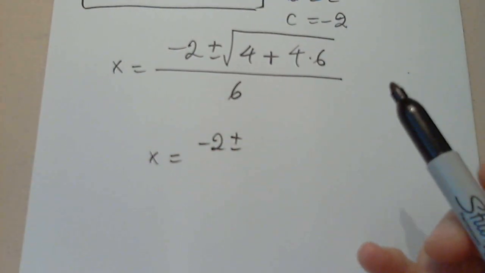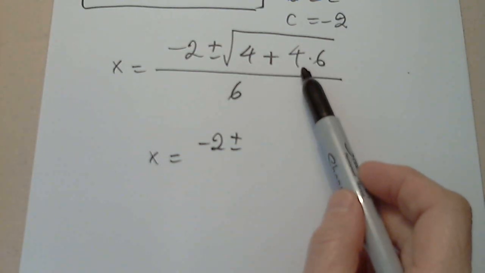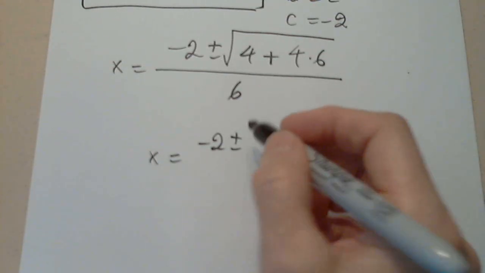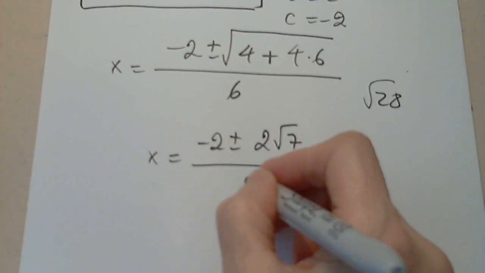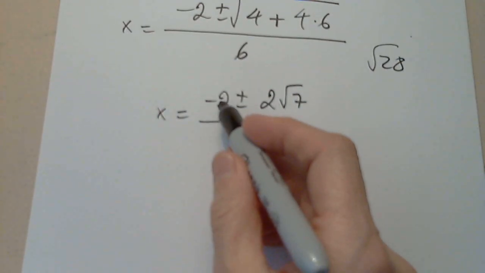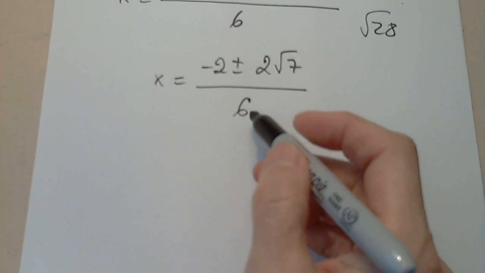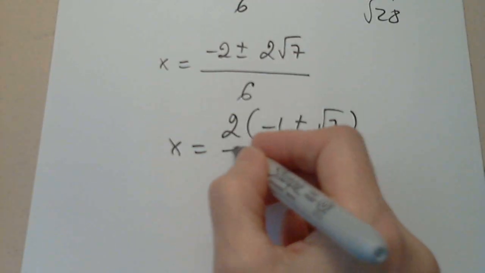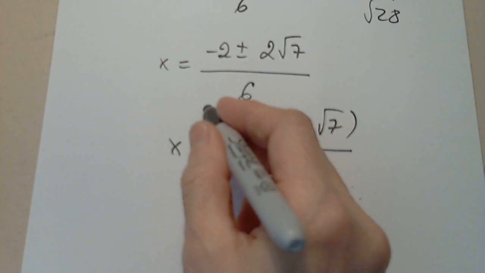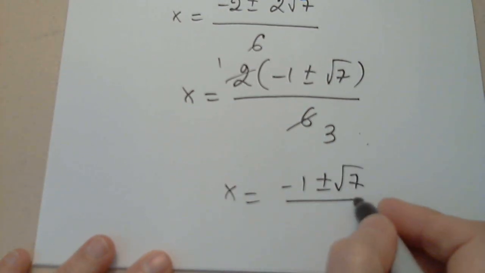Negative 2 plus or minus the square root of 28. 6 times 4, I have to multiply first. 24 plus 4 is 28. And we just simplify the square root of 28 as 2 times the square root of 7. Attempting to simplify 2 with 6 will be terrible. A terrible mistake. But if I factor out the 2, negative 1 plus or minus the square root of 7 divided by 6, now I can simplify. So the simplified form is negative 1 plus or minus the square root of 7 over 3.